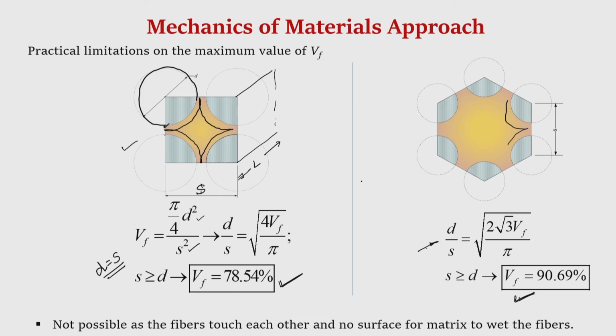Say for example, suppose square shape fibers in square array. This is not to scale, but suppose this is square shape fibers in square array. Then the volume fraction could be as well equal to 1, that means, there is no matrix, but this is not possible. So, similarly, there are practical limitations on the maximum volume fraction of the fibers.